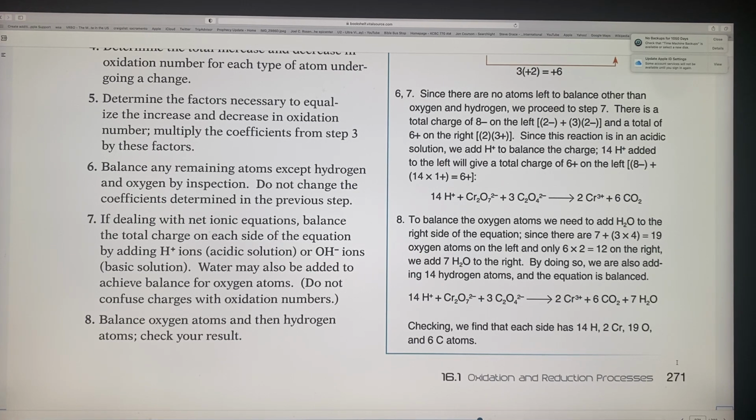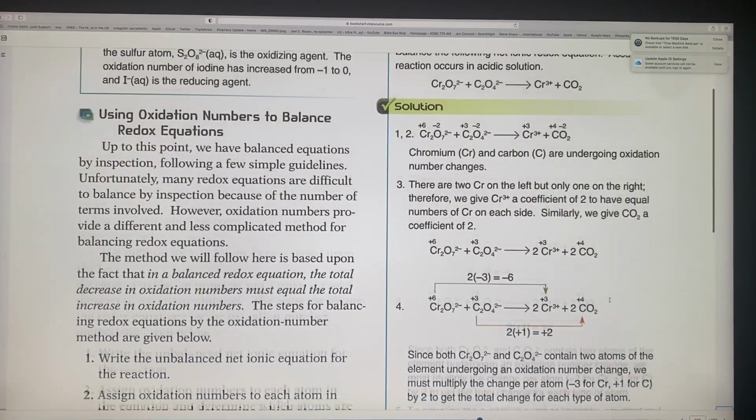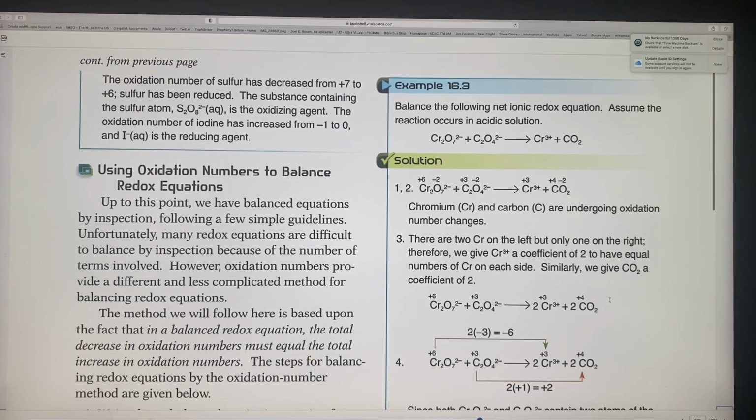But do not confuse the charges with the oxidation numbers. Just stay with those oxidation numbers, otherwise you'll get mixed up, and you'll see how to do this. So anyway, you're going to add hydrogen, and then right at the end, you're going to balance the oxygen and make sure everything is balanced, every single molecule. So this is what they did here. Let's go back and see how they did it.